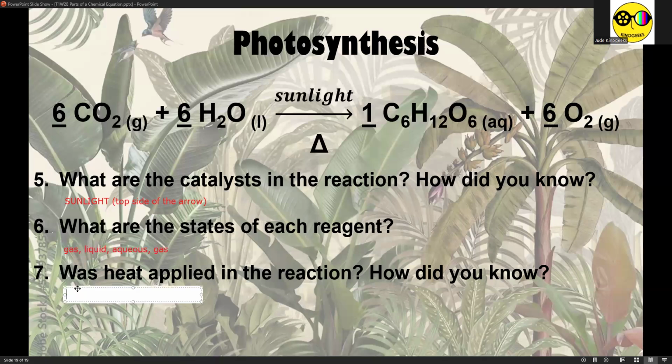Okay. And number seven, was heat applied in the reaction? How did you know? The answer is yes, because of the presence of the triangle symbol. Okay, so there you go. These are the seven parts of a chemical equation. All chemical equations were given to you. All you needed to do was just identify each part, no?